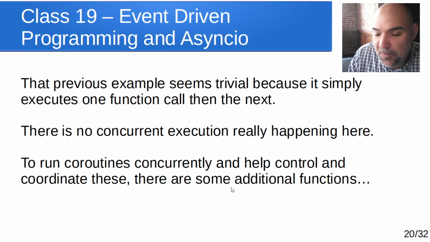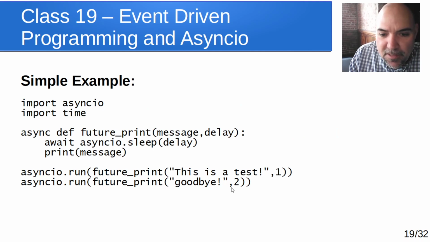So that previous example seems trivial. It simply executes one function call and then the next. And really, there's not any concurrent behavior happening there. I was actually a little bit wrong about that. That this is going to happen 1 and then 2 seconds later that, because asyncio.run is actually going to run this one first, wait for it to finish, and then the asyncio.run here is going to wait for that to finish. But these are still going to delay, so it's going to take a total of 3 seconds. 1 second we get this is a test. 2 seconds later we get goodbye.